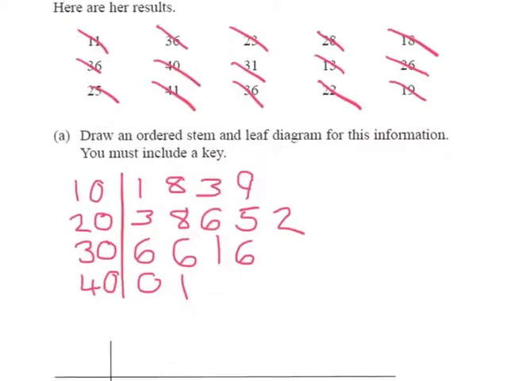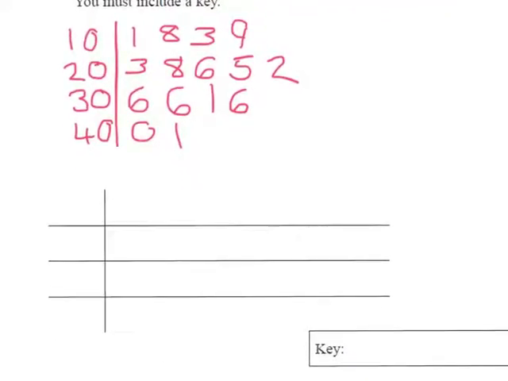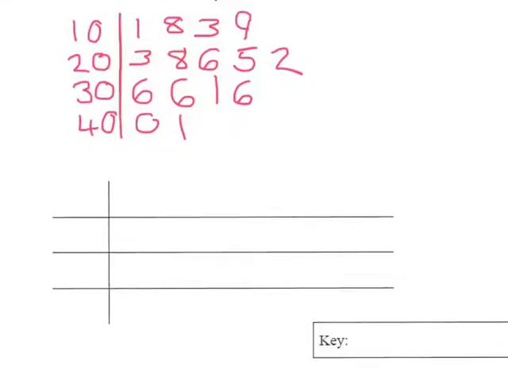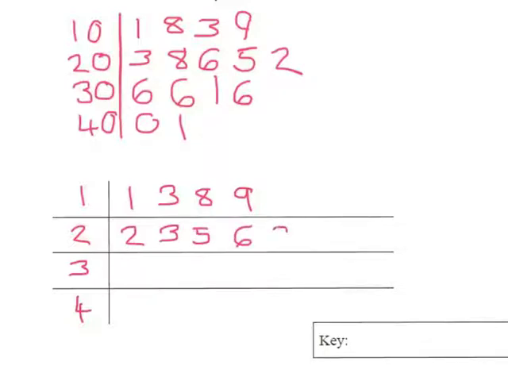Okay, so now this is done, what we need to do is transfer this information onto a stem and leaf diagram in order. Okay, now you noticed I put in my stem 10, 20, 30 and 40. Well, you can just do 1, 2, 3, 4 as long as you allow for this in the key. So we're going to do 1, 2, 3, 4, and then of course we have the numbers 1, 3, 8 and 9. That's in order in the 10s. So 1, 3, 8 and 9. Okay, in the 20s we have 2, 3, 5, 6 and 8, 1, 6, 6, 6, 0, 1.